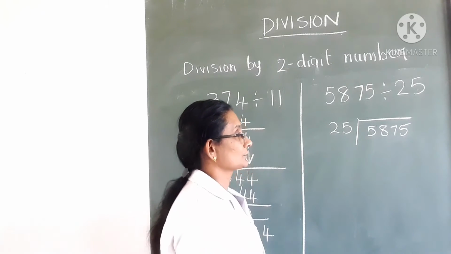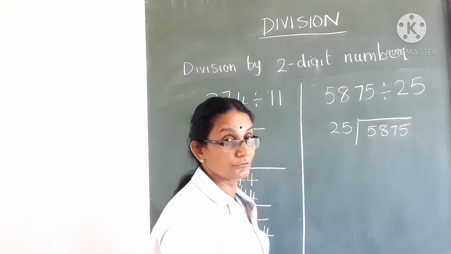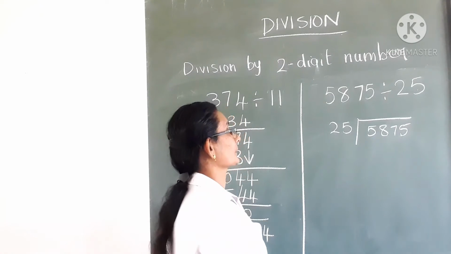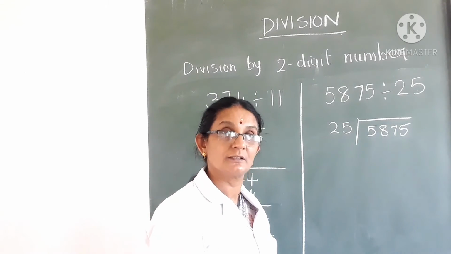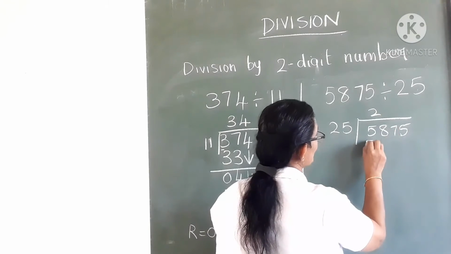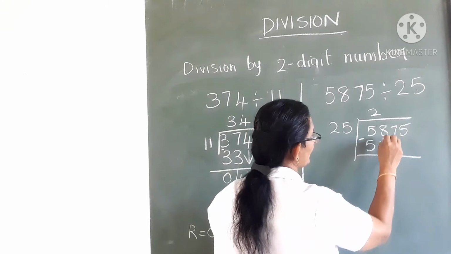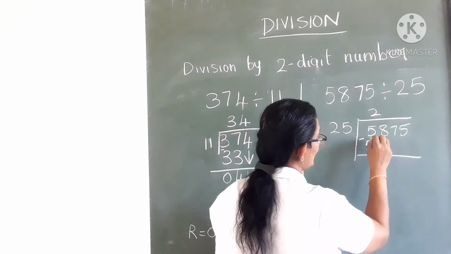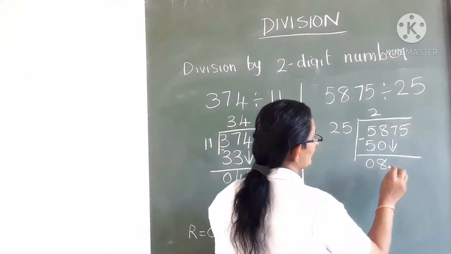Yes. So we have to consider the 2 digits 5 and 8 because 25 is a 2 digit number. So how many times 25 goes in 58? Yes, it is 2 times, isn't it? 25 into 2 is equal to 50. Now subtract. 8 minus 0 is 8 and 5 minus 5 is 0. Then bring down the next number 7.